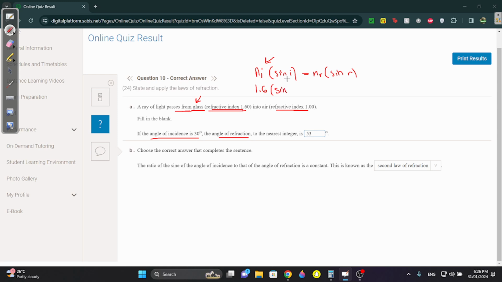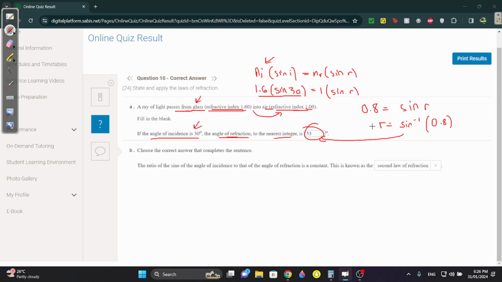Since we're passing from glass, we're starting at glass, ni will be the one for glass, which is 1.6 times sine i. Sine i means the angle of incidence, which is given as 30, equals nr. R is the one you're going into. We're going into air, which is 1, times sine r, which we're trying to find, the angle of refraction. We don't know it, so you keep it as sine r. Okay, 1.6 times sine 30, you do this on a calculator, is 0.8. Equals 1 times sine r, which is just sine r. Okay, how do you find r? R will be shift sine, or inverse sine, whatever you call it, of 0.8. And you're going to get 53 degrees.